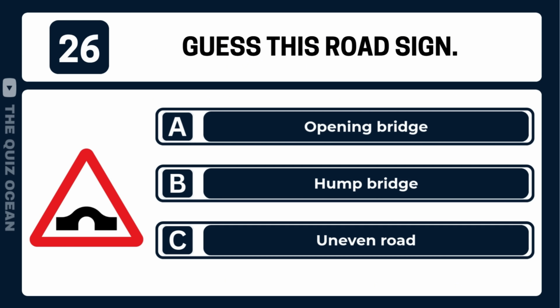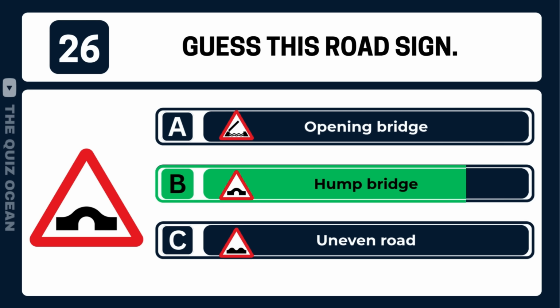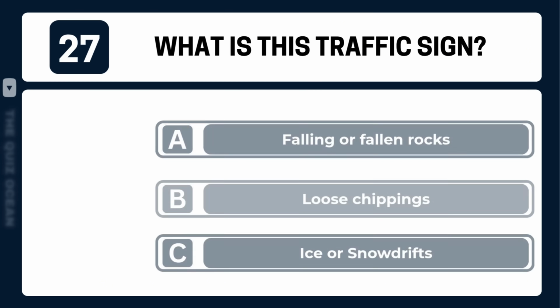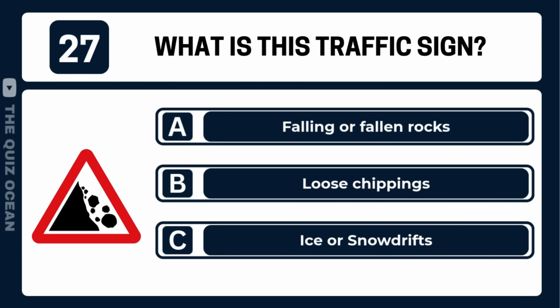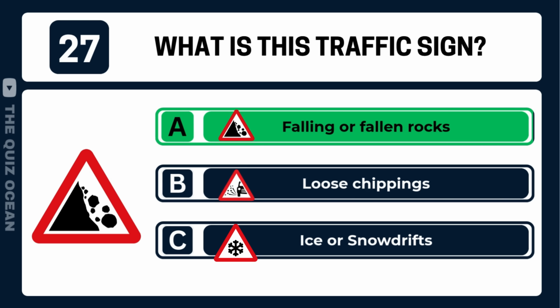Guess this road sign. Perfect. That is the hump bridge sign. What is this traffic sign? Nice! It is the falling or fallen rocks sign.